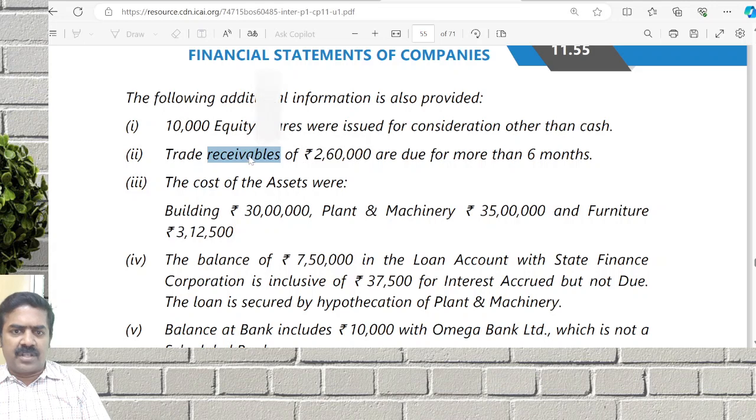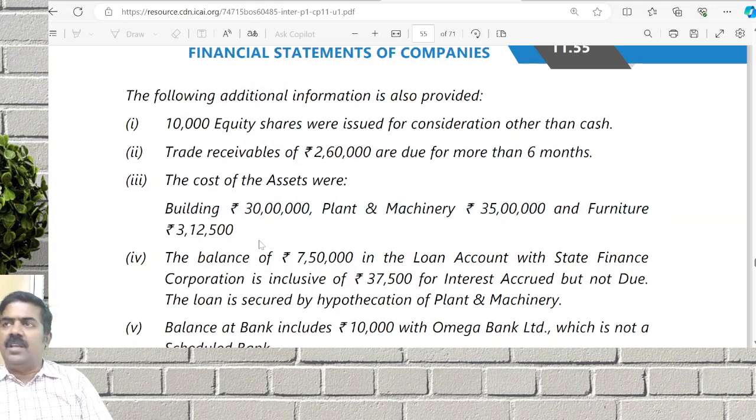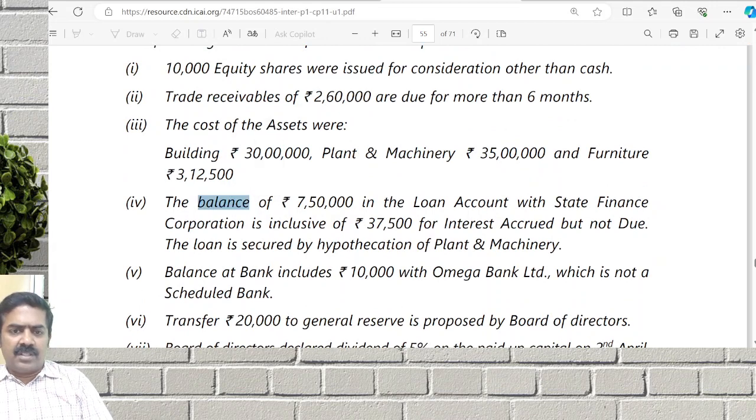Disclosure, notes to accounts. Trade receivable due for more than 6 months, notes to accounts. Building, plant and machinery, notes to accounts. And the interest accrued but not due. When we eliminate the interest from the 7,50,000, which one can we show it in? Show it in current liabilities. Otherwise, you can just ignore. So 7,50,000 minus 37,500, as a loan you can show 7,12,500.